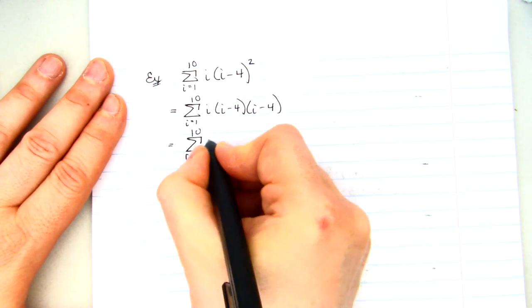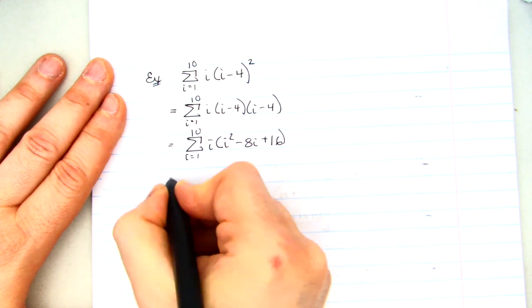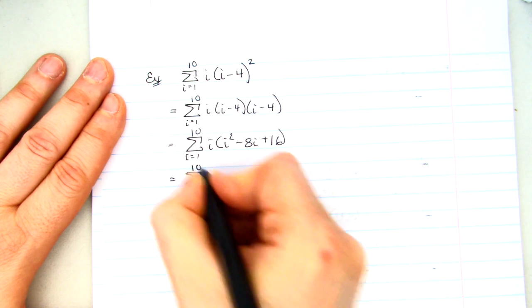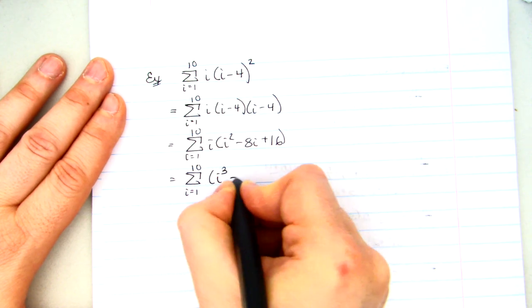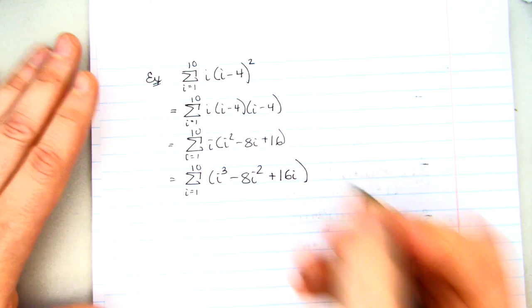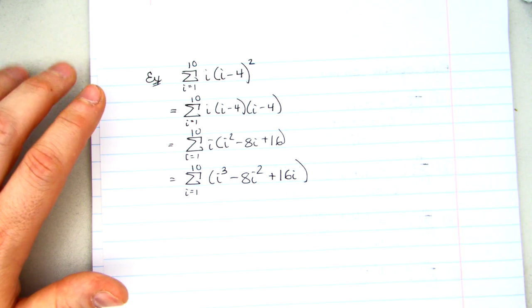Let's see. i times i squared minus 8i plus 16. I think this will become the sum as i goes from 1 to 10 of i cubed minus 8i squared plus 16i. Do you see where I'm getting that from?